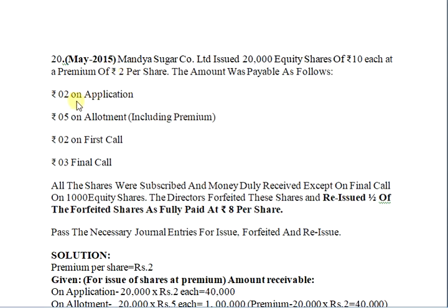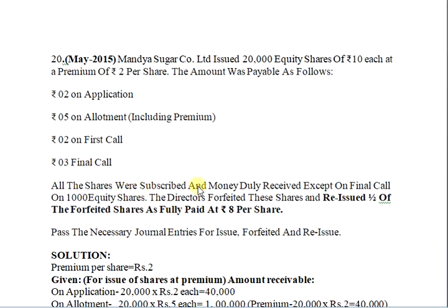See here, they have given rupees 2 on application, rupees 5 on allotment including premium. Rupees 5 on allotment which includes premium means what? So 3 rupees is the original allotment amount, and 2 rupees includes the premium. Already we know the premium is 2 per share. So 3 rupees is the original allotment. In this allotment stage we are collecting the premium amount also. On the first call, again 2 rupees is given. On the final call, they have given 3 rupees.